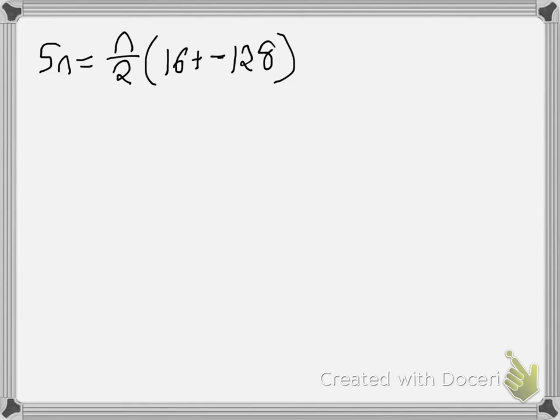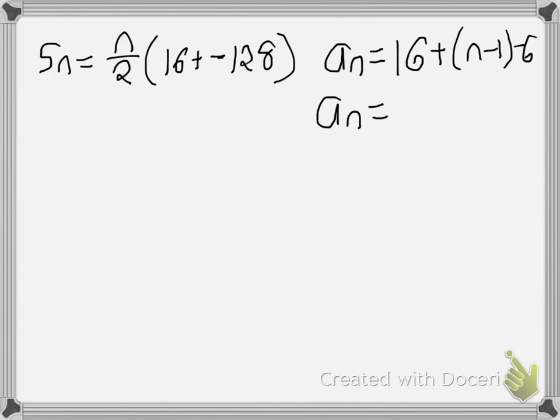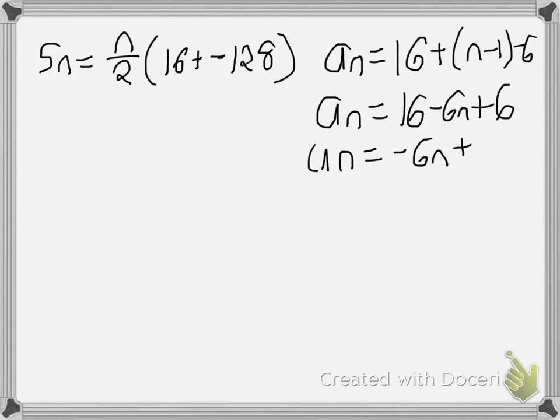So we've got a sub n is equal to 16 plus n minus 1 times how much? Well, it's going down by 6, so -6. Okay? So a sub n is going to be 16 minus 6n plus 6. Or a sub n is going to be -6n plus 22.